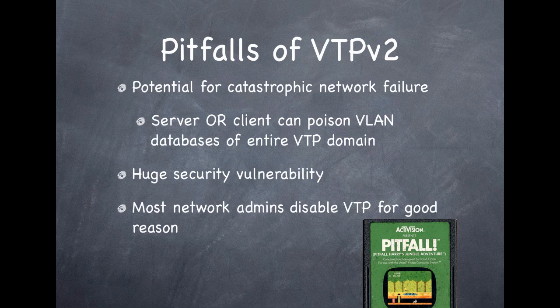Let's look at some pitfalls of VTP v2. There's a reason why VTP is not used in many production networks. It has the potential for melting down your entire network pretty quick. Why is that? Any switch, regardless if it's in client or server mode, with a higher VTP revision number will overwrite the VLAN databases of all the switches in the VTP domain. Let's take a quick look at how that can happen.